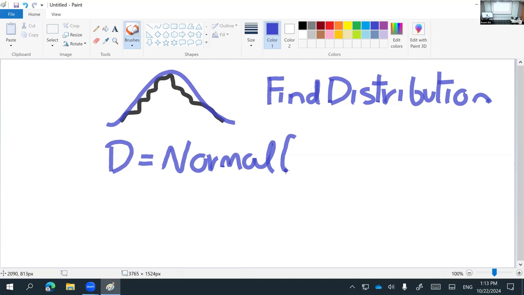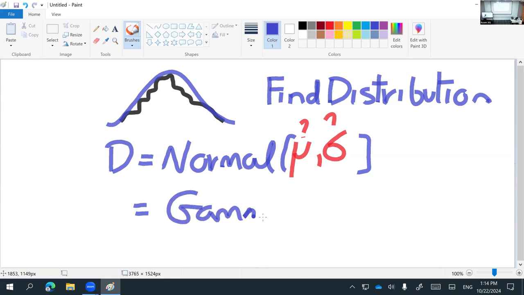And because the distribution is normal, I have two parameters to estimate, mu and sigma. Okay, so I have to do this. Likewise, if your distribution is, say, gamma, then you have parameters, I think called alpha and beta. What is it, for example?